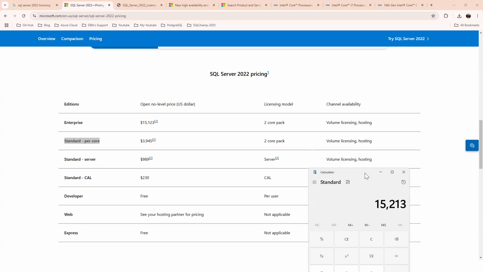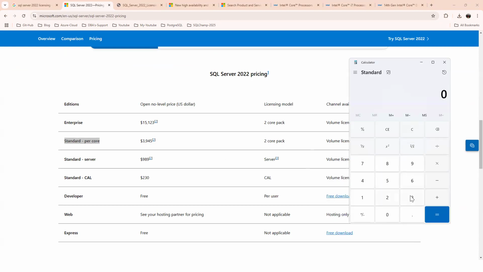If I take 3,945 into 80, only 3,15,600 Microsoft is going to charge for one standard edition license with 2 cores. Again, if you are increasing the cores, we need to pay more to Microsoft.